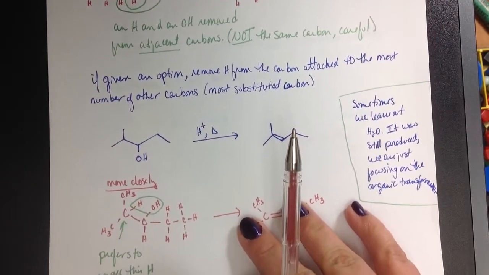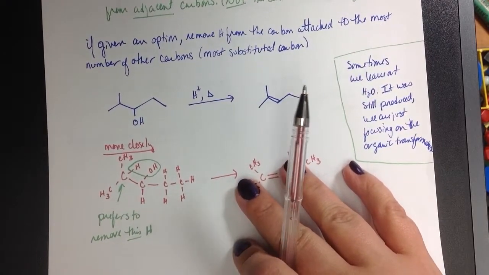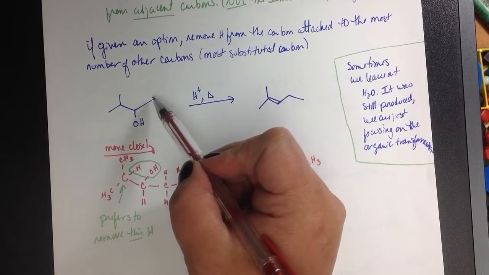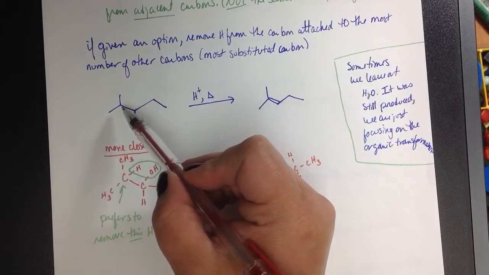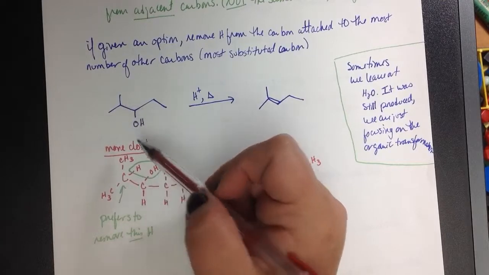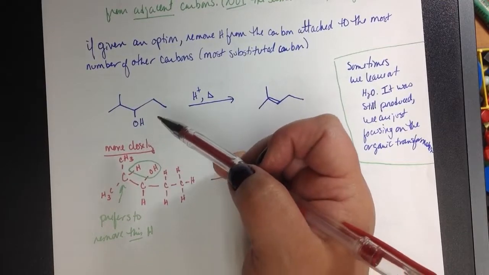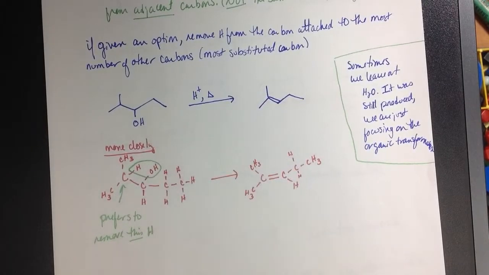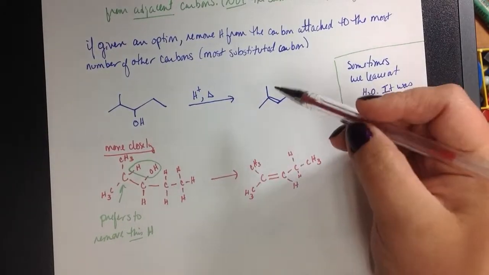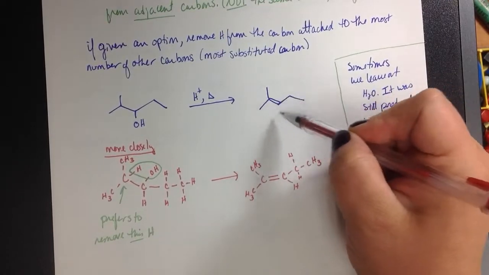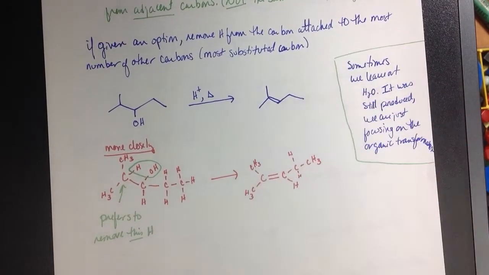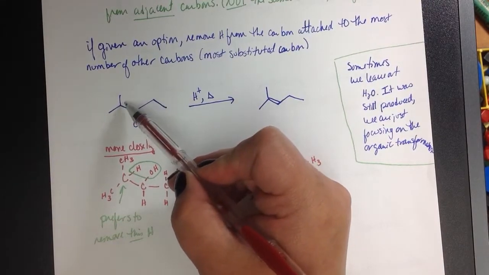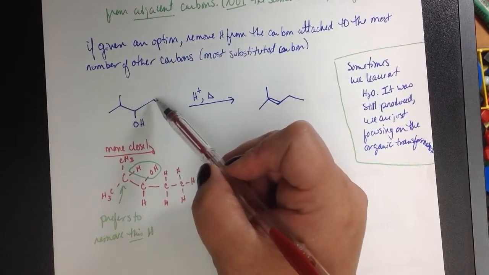So what if we're given a choice? This OH could combine with a hydrogen from this carbon, or it can combine with a hydrogen from this carbon. Well, we don't make the rules. We observe as scientists and try to figure out what's going on. And what we've observed is this will give you mainly that as a product. What that means is we're removing a hydrogen preferentially from this carbon right here over this one.